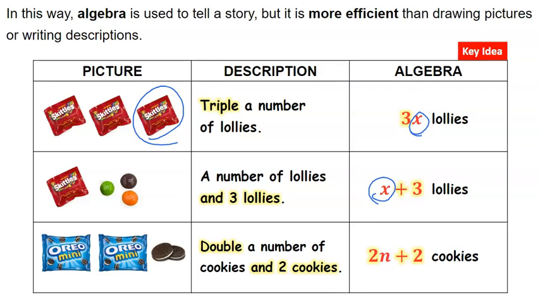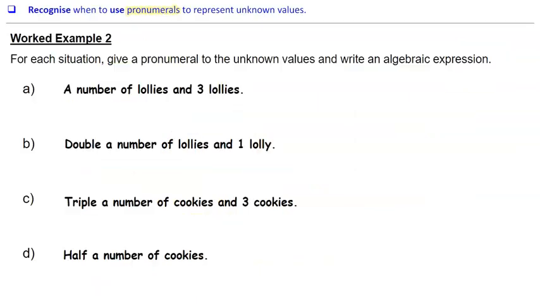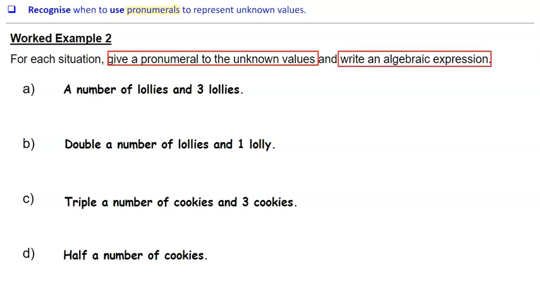The pronumeral represents one unknown. The rest of the algebra is just a combination of symbols and numbers. Let's do some worked examples together. It says, for each situation, give a pronumeral to the unknown values. And then the second thing we need to do is write the complete expression. That means turn the full description into algebra using the numbers and symbols too.